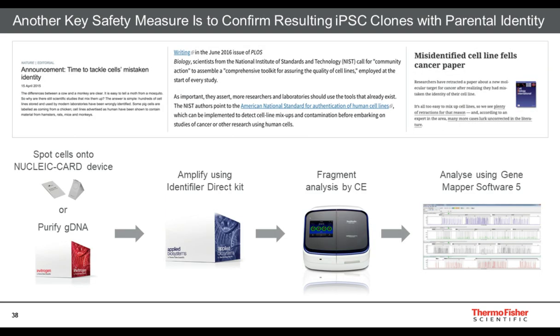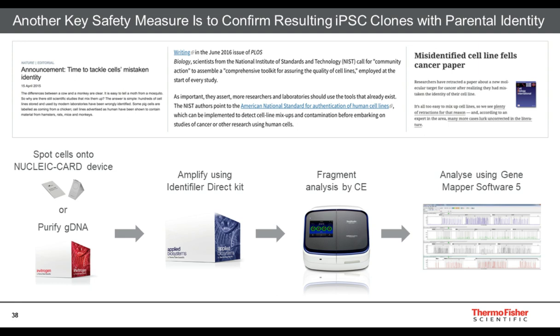Another key safety measure is making sure that the iPSC clones that you derive are actually from the same fibroblast parental cells that you took from the patient. So there have been a number of papers that have shown that cell lines have been misclassified or misidentified, and that they can be mixed up. So in order to have another safety measure, and this will be something that will be important as you move into GMP, is to make sure that what you took from the patient, what you grew in the lab, and what you put back in the patient are from the same patient.